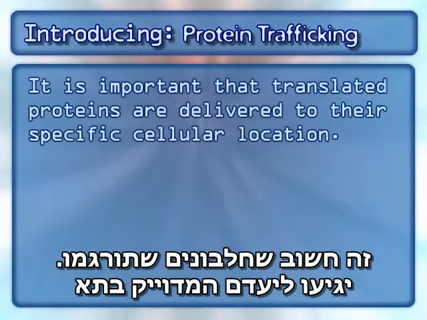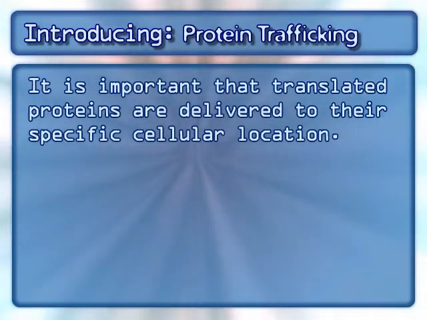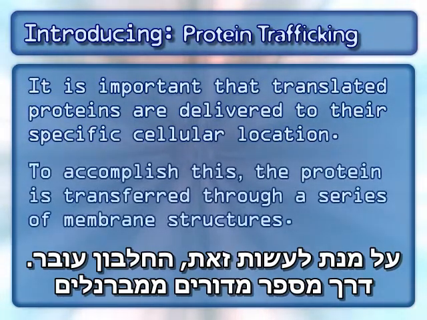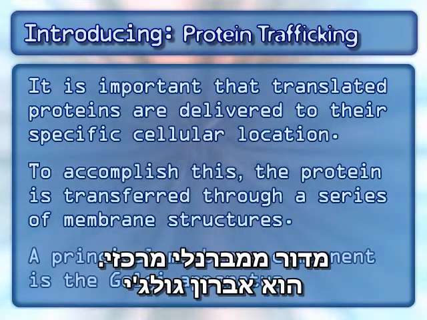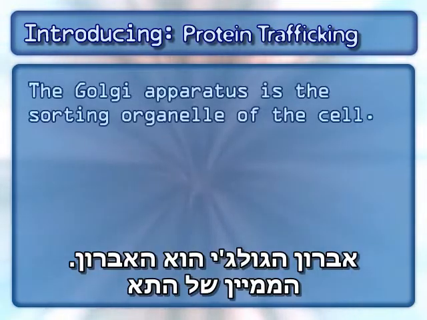It is important that translated proteins are delivered to their specific cellular location. To accomplish this, the protein is transferred through a series of membrane structures. A principal membrane component is the Golgi apparatus. The Golgi apparatus is the sorting organelle of the cell.